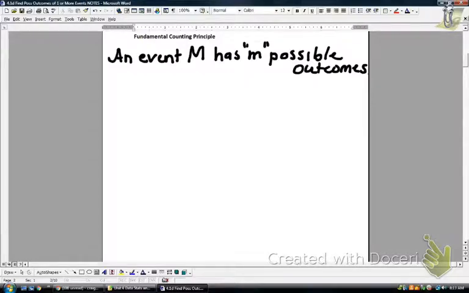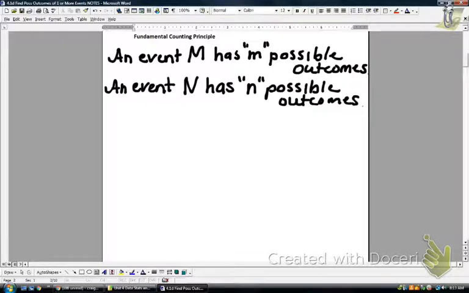So the first part of the definition is you have an event, and we're going to call that event M. But imagine like you're flipping a coin. So that's an event, and it has M possible outcomes. So if you're flipping a coin, it's going to have two possible outcomes. Then the next part of the definition is you have a second event. So the second event, N, has N possible outcomes.